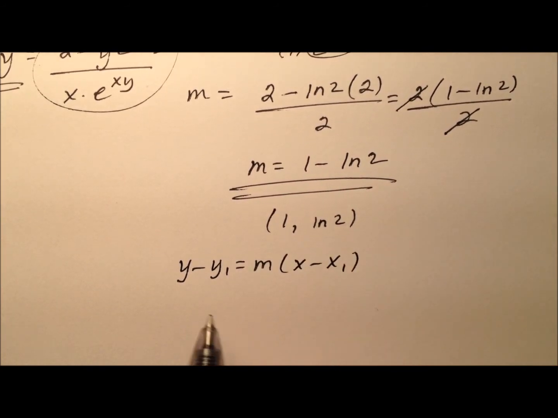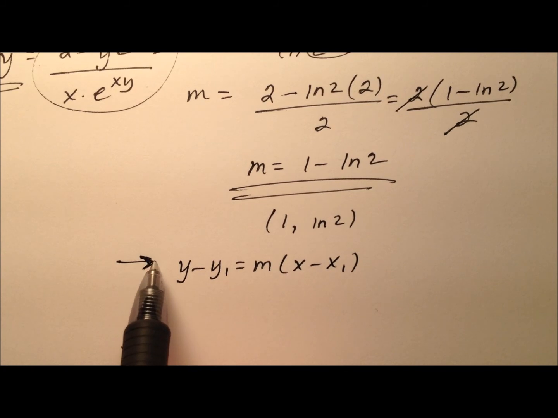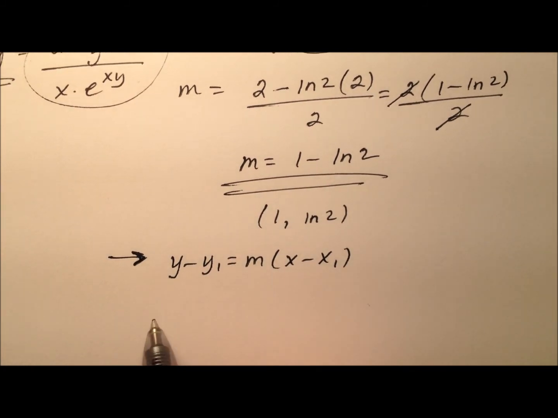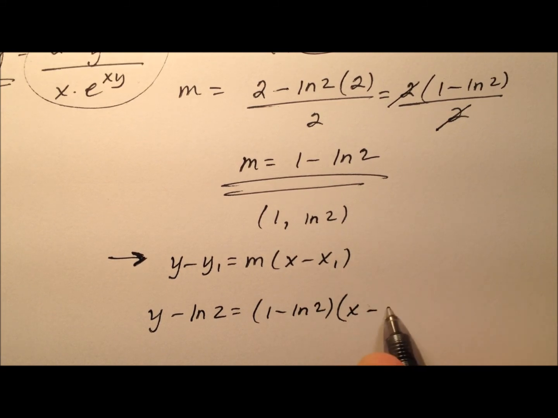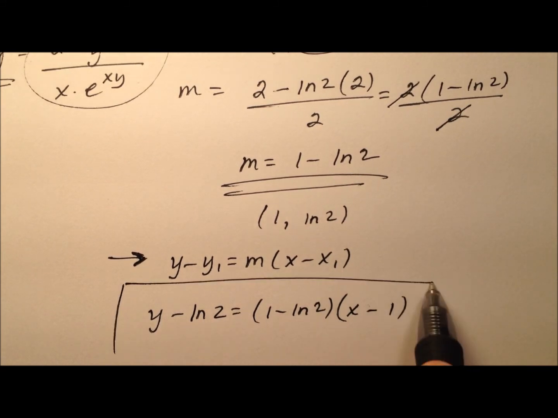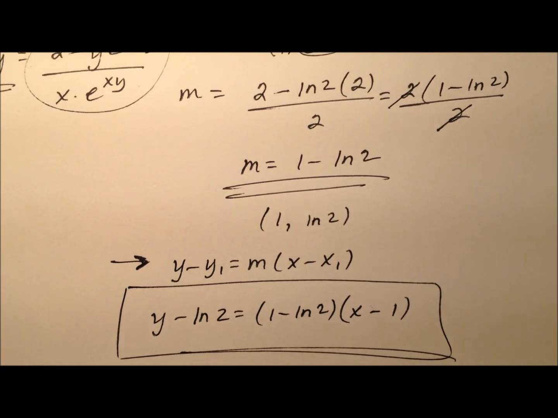So I'm setting it up here. Here we go. This is what this point-slope form looks like. Let's say y minus the y-coordinate, which is the ln of 2, equals your slope, which is 1 minus the ln of 2, times the quantity x minus the x-coordinate, which is 1. So here's what this line will look like, this equation for the tangent line. And when we look at the graph, here's what that looks like.